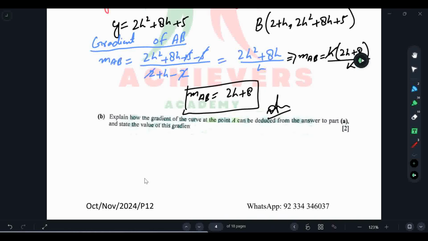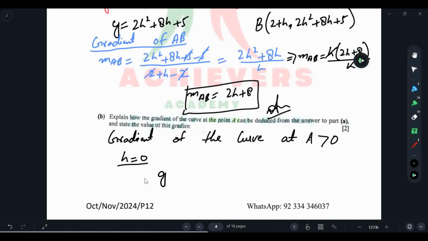Now, the gradient of the curve at A will be the value as h approaches 0. So we have to put the value of h equal to 0. Let's find out the gradient. When h is 0, the gradient will be equal to 2 into 0 plus 8, which means 8. So 8 will be the final answer.